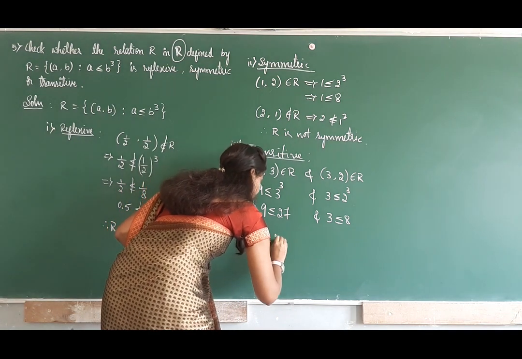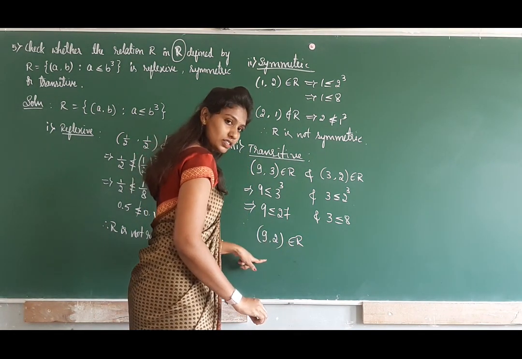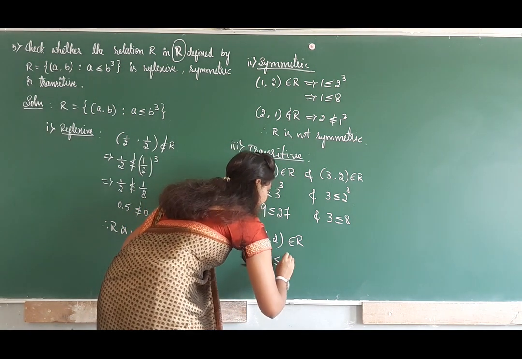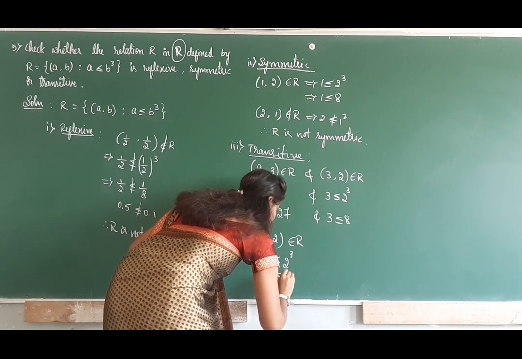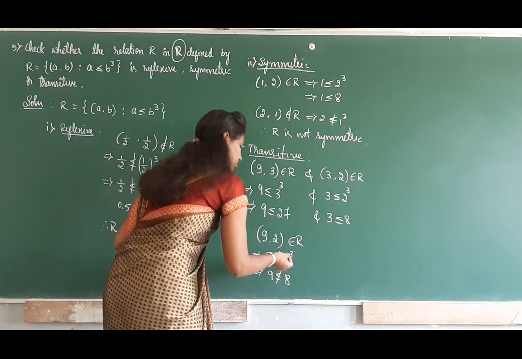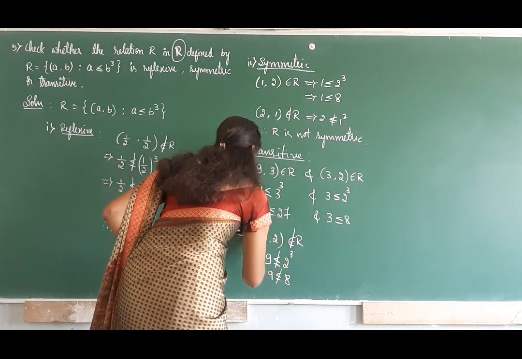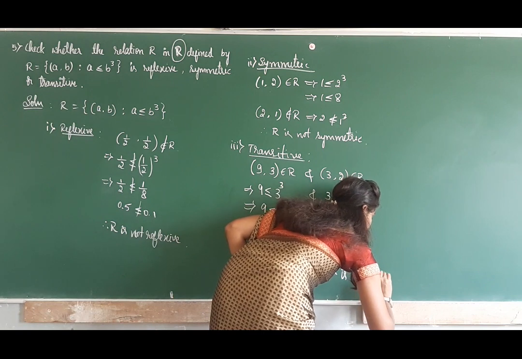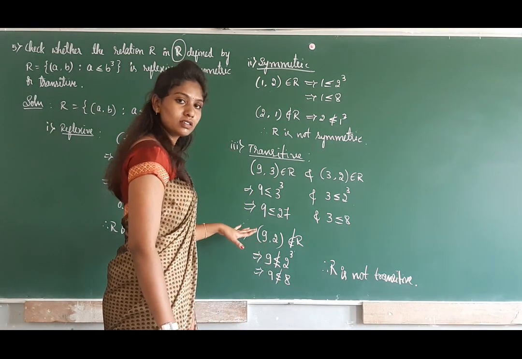We have to check whether the element (9, 2) belongs to R or not. See here, 9 is less than or equal to 2 cubed. Is it true? No, right? Because 2 cubed is 8, and 9 is not less than or equal to 8. Okay, so (9, 2) does not belong to R. Therefore R is not transitive. Understood?